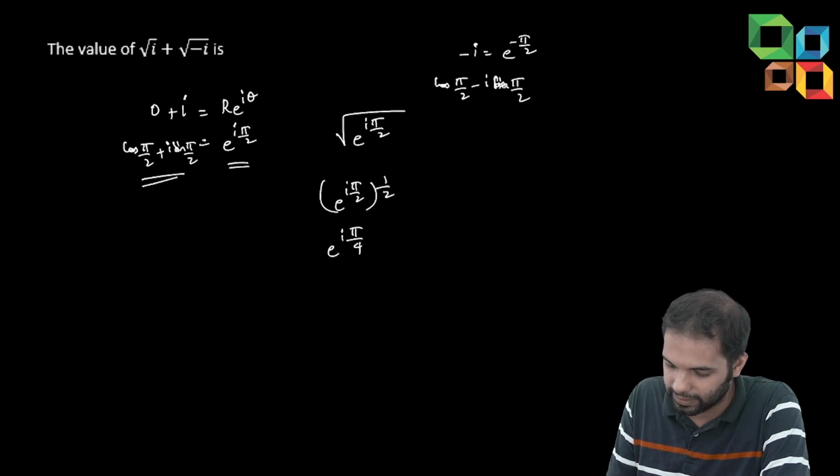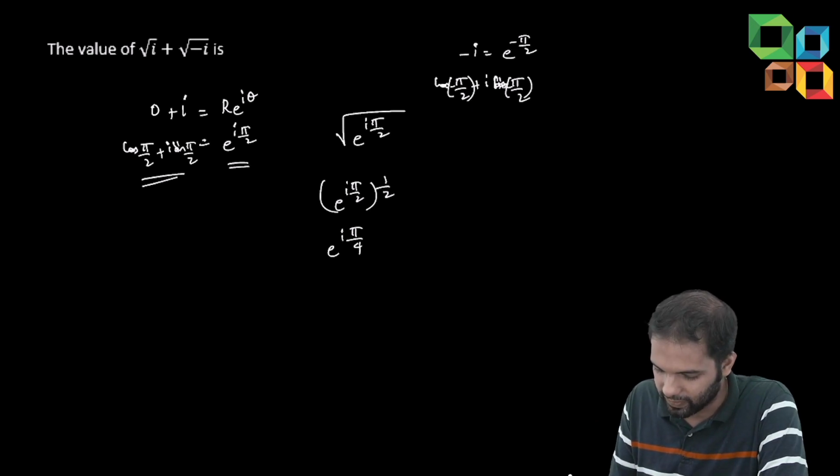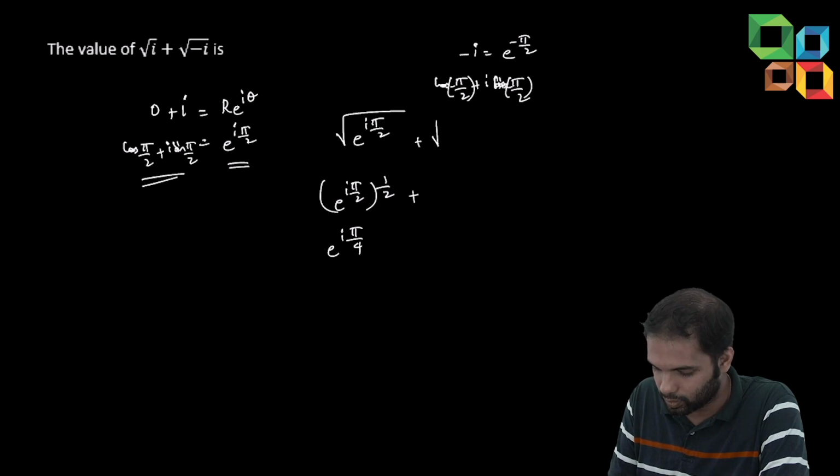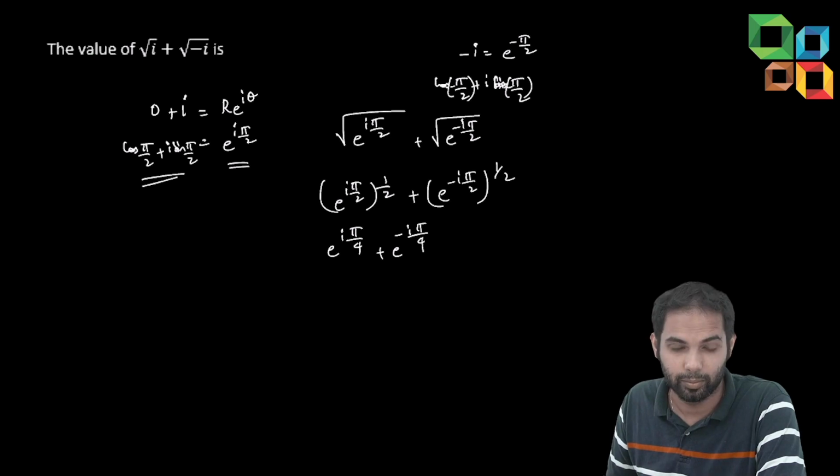Or you can simply take this minus sign inside and write it as cos of minus π by 2 plus i times sine of minus π by 2. Anyways, what you are getting is root of e power minus iπ by 2, or e power minus iπ by 2 whole power half. Again, you can see that this got reduced to e power minus iπ by 4. Again, a very simple problem.